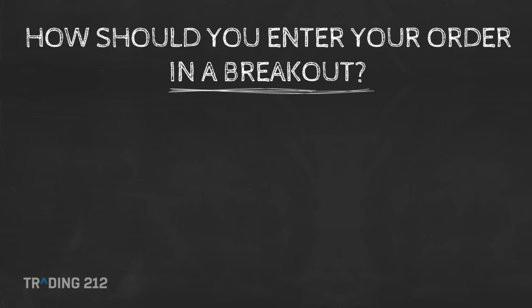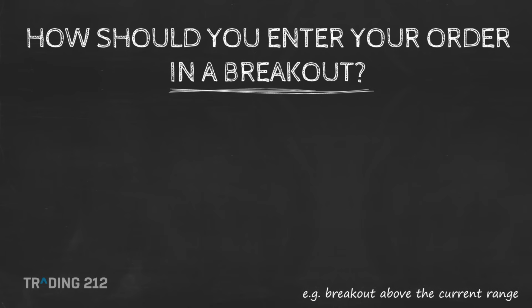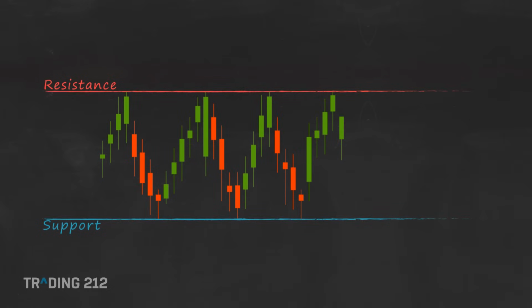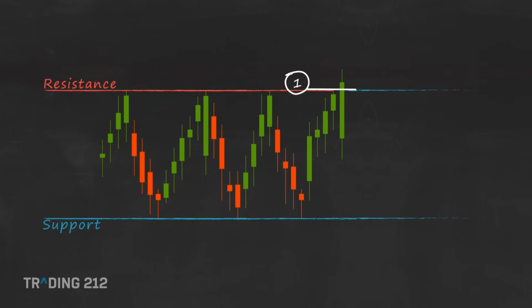That said, how should you enter your order in a breakout? We will assume that you expect the breakout to be above the current range. So there are several ways to enter the market at a breakout, all depending on your trading style and risk tolerance. The first is at the actual breakout. To trade at the breakout, you would need to devote more time to actually watching the market so that you can place a market order whenever the breakout occurs. This is the most risky entry point as the movement has not been confirmed and there's a high chance that the price will move back into the trading range.